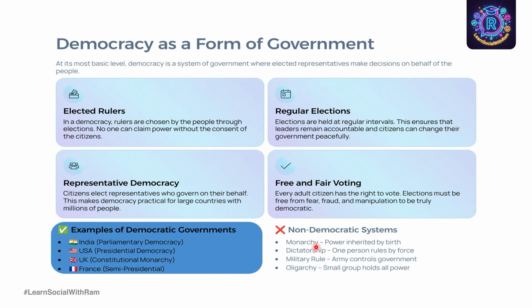For example, we have monarchy where the power is inherited by birth. We have dictatorship where one person rules by force. Then we have military rule where the army controls the government. And we have oligarchy, which is a small group holding all power. So these non-democratic systems are completely different from the democratic system. So democracy acts as a form of government by giving us elected rulers, by conducting regular elections, by giving us a representative form of democracy, and by making sure there is a free and fair voting process involved.